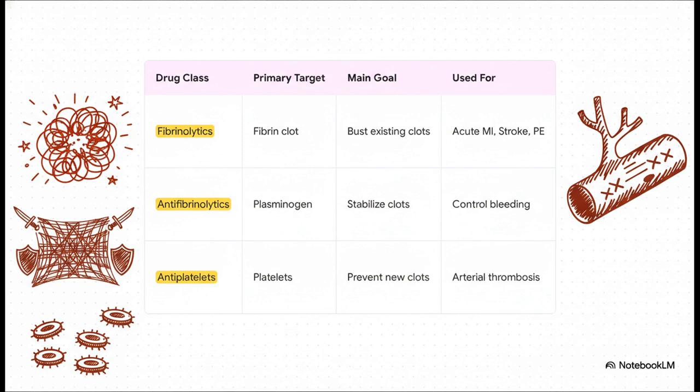Antifibrinolytics, they target plasminogen. Their goal is to stabilize clots and control bleeding. And antiplatelets, they target platelets. Their goal is to prevent new clots, especially in the arteries. If you can remember this simple table, you will always know where to begin.